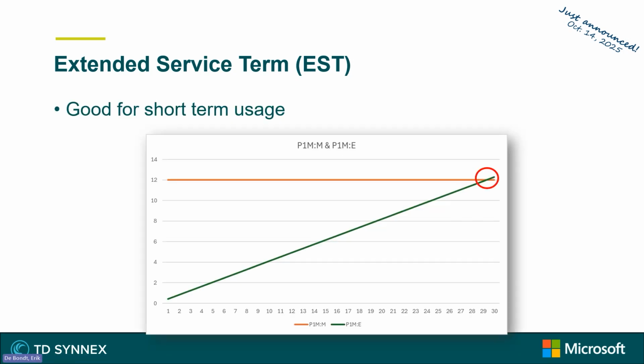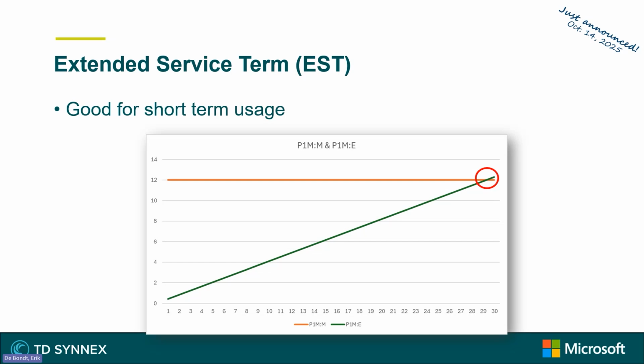For instance, if you compare here the P1M, so the monthly term with the monthly billing, with the EST, as you will see, if you use the license less than 28 days, basically the EST will become more interesting. So you have a weekend peak that you want to cover, add the license on Friday, stop the license on Monday, paying 3 or 4 days, and you're set. Obviously, it will lower the cost for your customers.